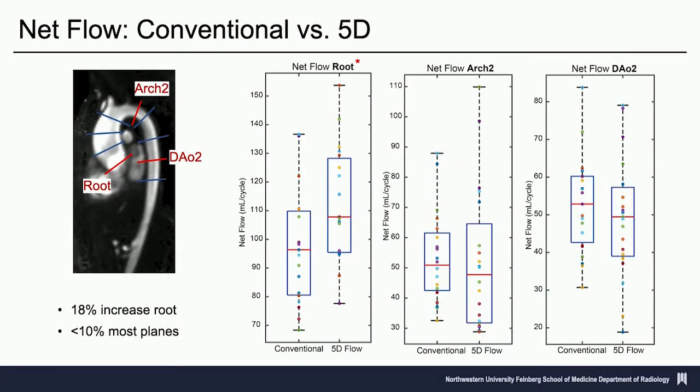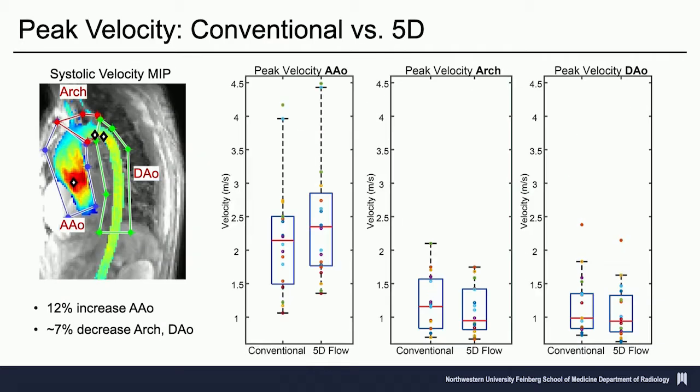So over all patients, we placed 9 planes, and so here you can see 3 representative planes over which we calculated net flow. So we found no significant differences between the conventional and 5D flow, except for in the root, where we did find a 18% relative increase. But otherwise, in all of the other planes, generally there was less than a 10% difference between the 2 techniques.